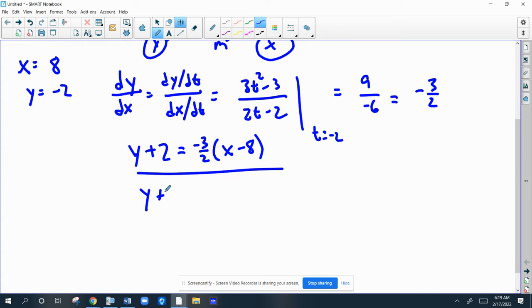I'm going to convert that to like y equals mx plus b, and we're going to look at it. So 8 divided by 2 is 4. 4 times 3 is 12. We have y equals -3 halves x plus 10.